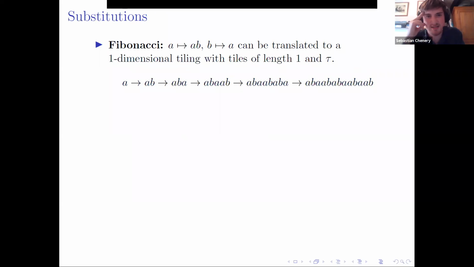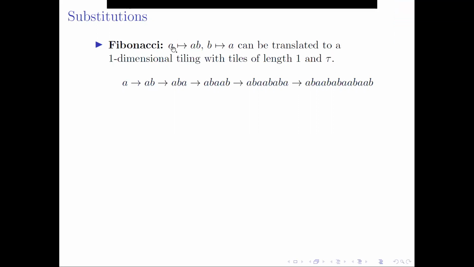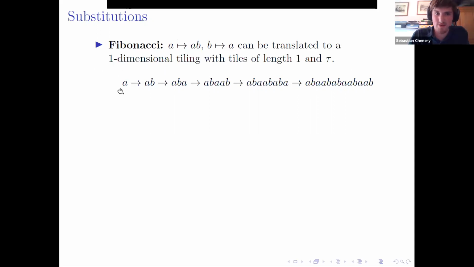So just a few examples of things we can cook up. This is just an example of a substitution. It's called the Fibonacci substitution for a slightly subtle reason. I have two letters in my alphabet, and I have A goes to AB and B goes to A. And you can translate this into a one-dimensional tiling. You have an A tile and a B tile, and you divide up your real line with tiles of length 1 for a B tile and length golden ratio, (1 plus root 5) over 2, for your A tile. And yes, this is just an example of how you go when you iterate it.